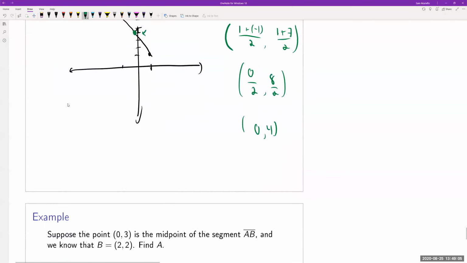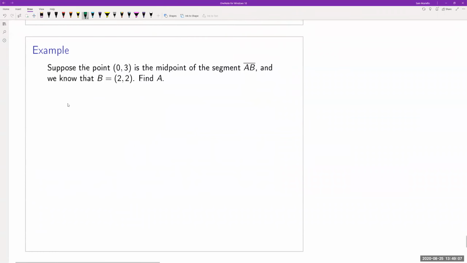One more problem with midpoints. Let's say that I actually know the midpoint of a certain segment and also one of the 2 points, and I'd like to find the other one. Let's again get a sketch of what's going on here to make our task a little bit simpler. 0, comma 3 is up here. That's the midpoint. I know that I've got the point 2, 2 as my first point. So what I'm looking for is this other point.